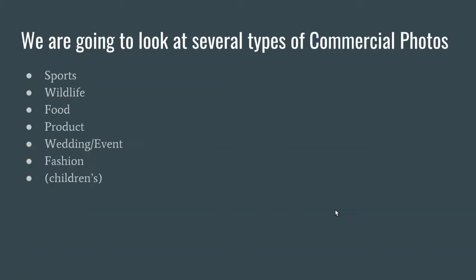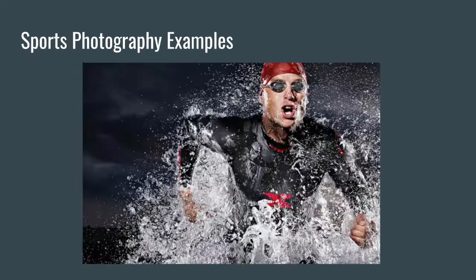For this unit, we're just going to talk about 7 different kinds of commercial photos, but there are tons more out there. There's even forensic photographers who take photographs at crime scenes. But the 7 that we're going to talk about are sports, wildlife, food, product, wedding or event, fashion photographers, and children's lifestyle and portrait photographers.